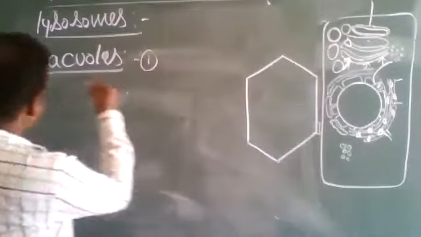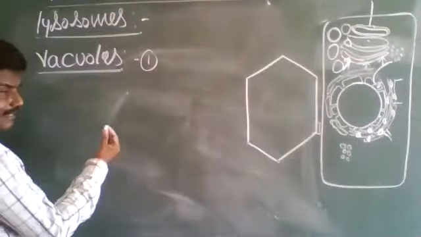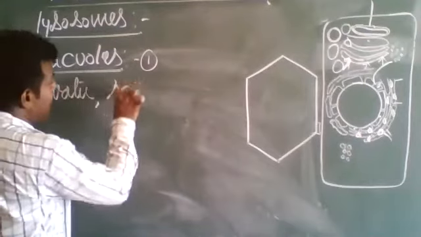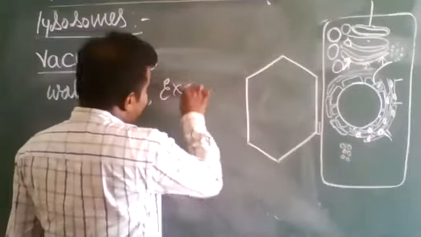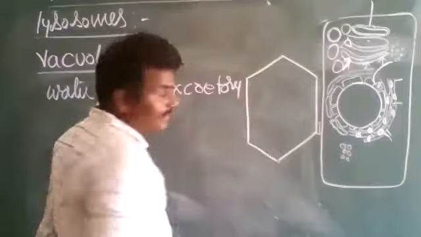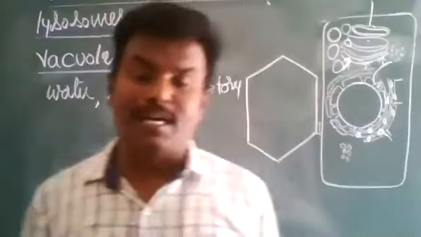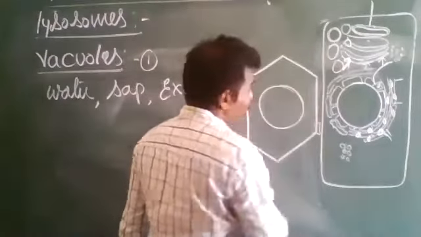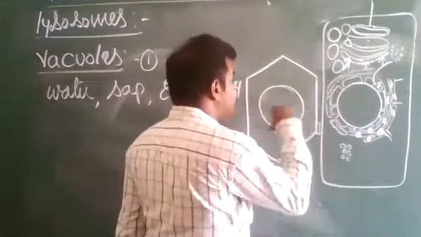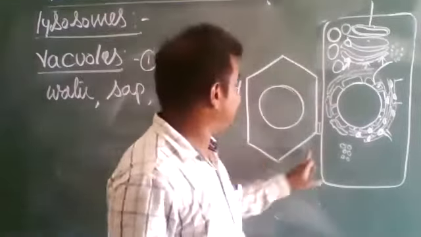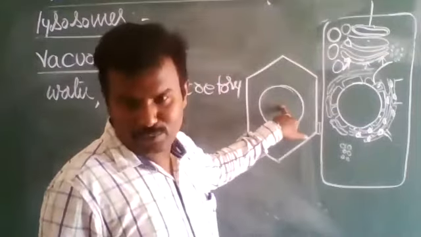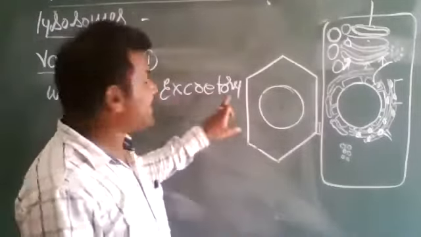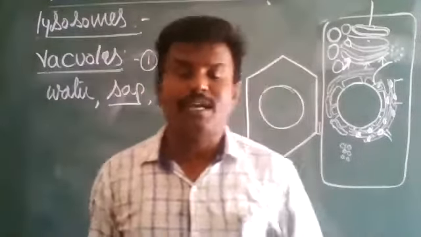That is one. Next one, generally, the vacuole consists of excess amount of water, sap, excretory materials, and other materials which are not required to the plant. So all the materials are present inside of the vacuole. So this is the plant cell. In the plant cell, this is the vacuole. So the vacuole contains water, sap, which means juice-like structure, excretory materials, and other materials which are not required to the plants.